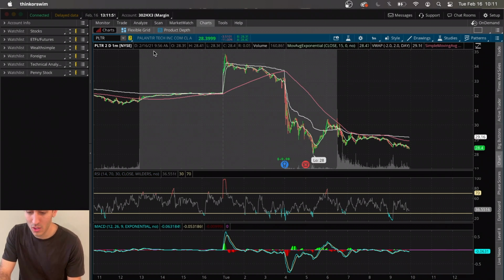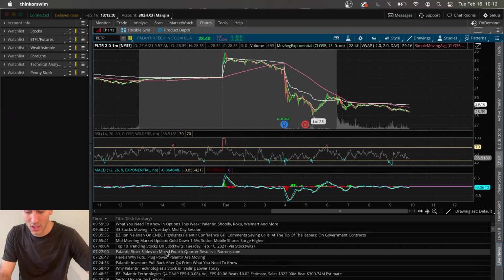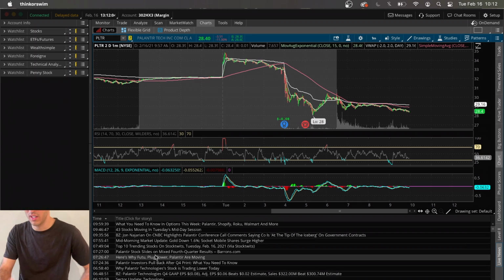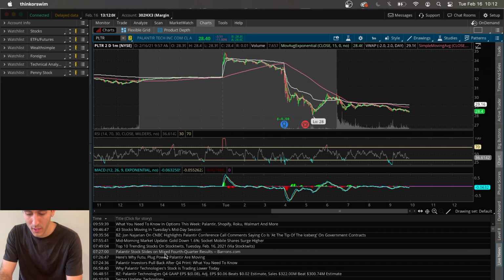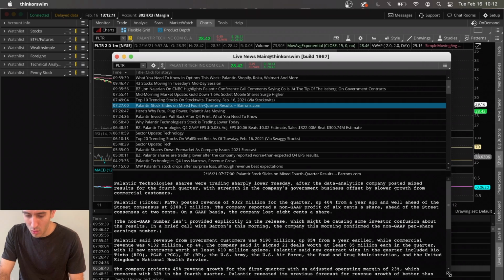One thing that we can do, we're using the TOS platform. This is the Canadian side. On the bottom right, we can just click on live news. Under live news, we have a section which will present all the news relating to this company. For example, we can go Palantir stock slide on mixed fourth quarter results. If we double click, we would basically see what happened here.